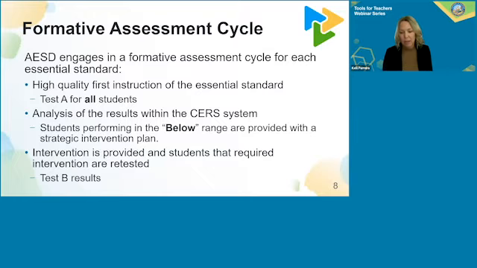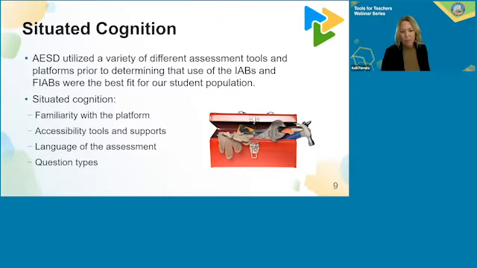So after we have done our interventions and reteaching, provided to all of the students that performed within that below standard range and that required intervention, participating students are then retested. And those results are considered Test B results. I have attached a sample progress monitoring tool that AESD utilizes to record student results and measure student progress as part of the formative assessment cycle within the resources guide for those of you that may want to see how we gather and store this data.